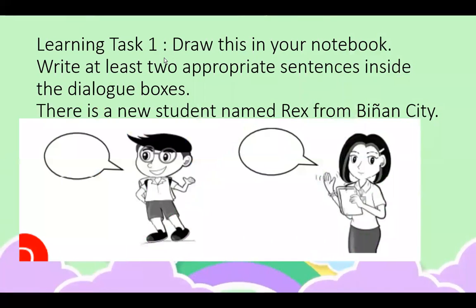Now, learning task number one. We need to draw this in your notebook. Then after you have drawn this one, you are going to write at least two appropriate sentences inside the dialog box. Then we have this situation. This is a new student named Rex, and Rex is from Binyan City.